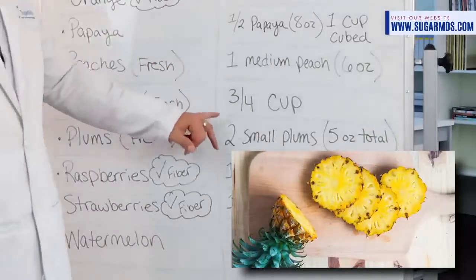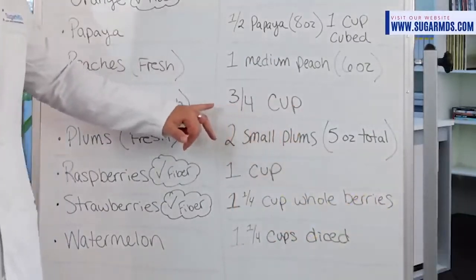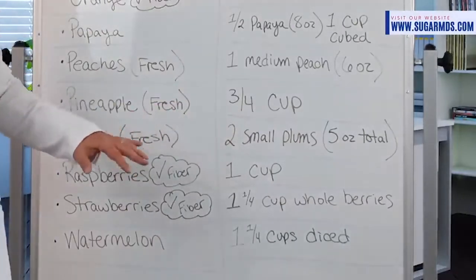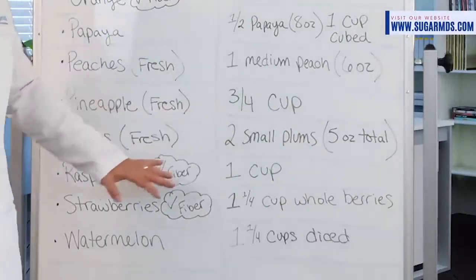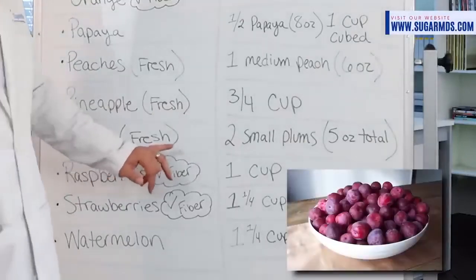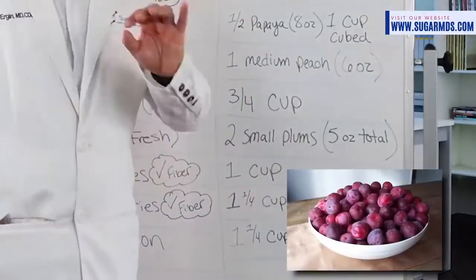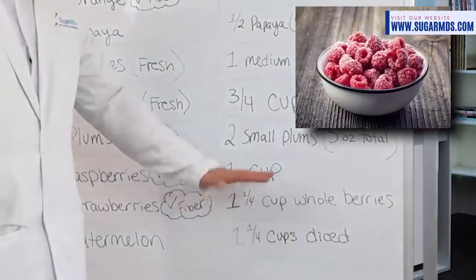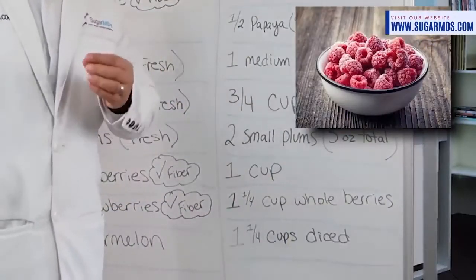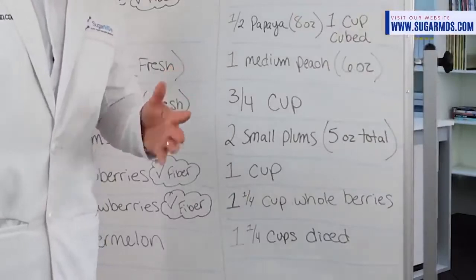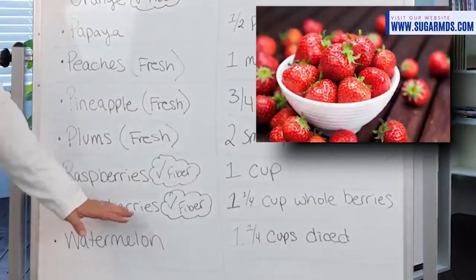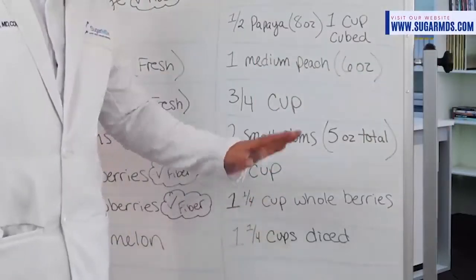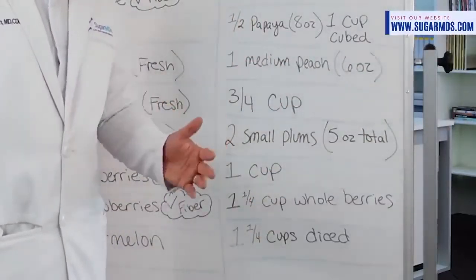So if you're seeing that you're allowed to have less amount per cup for the 15 grams of serving, you know that there's more carb, they're more loaded. So pineapple, 3/4 of a cup is 15 grams. The plums, 2 fresh plums can put you at 15 grams. So raspberries are full of fiber, great. You can have up to 1 full cup with just 15 grams of carbs. Strawberries are again full of fiber. You can even have more than 1 cup of strawberries for just 15 grams of carbs.